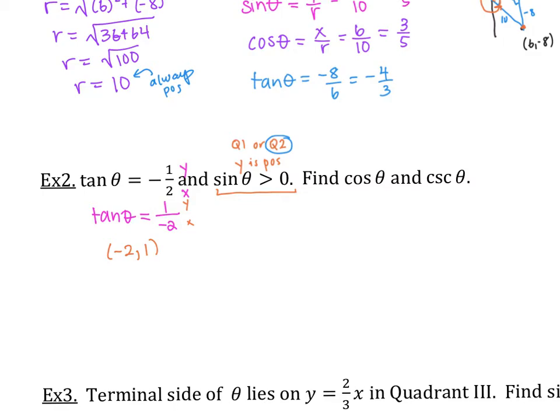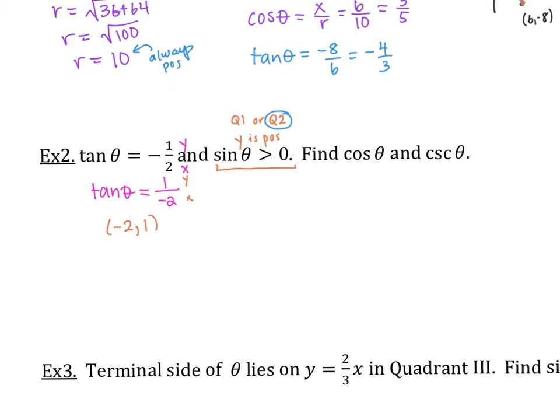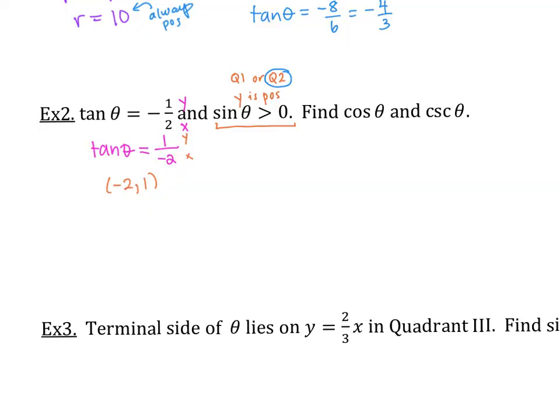Okay, because I have an ordered pair, I can calculate all these trig functions without doing any other work. Because I have the x, I have the y, I'm going to go ahead and find the r. Okay, so for r, I got square root 5. Let me consider what I'm actually trying to find. I need to find cosine. So let me find cosine first.